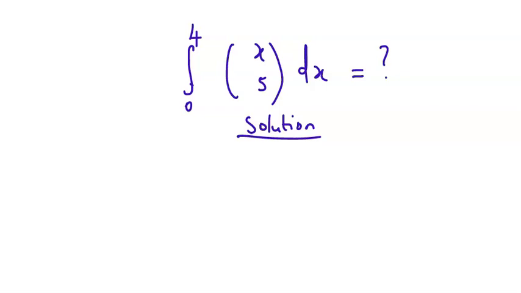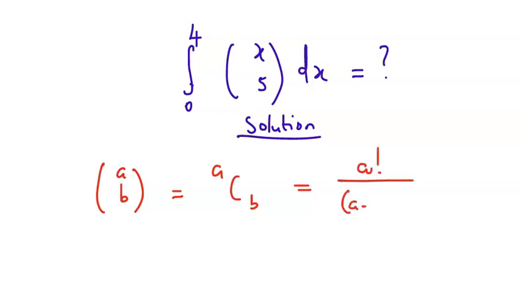Well, this is x combination 5, right? So let's take note of the following. When we have a combination b in this form, this is the same as a combination b, right? I think this one is more familiar, right? So this is equal to a factorial divided by a minus b factorial multiplied by b factorial. I think everything is clear enough.